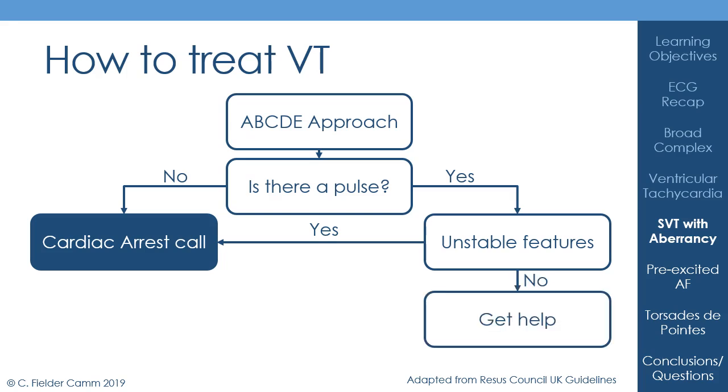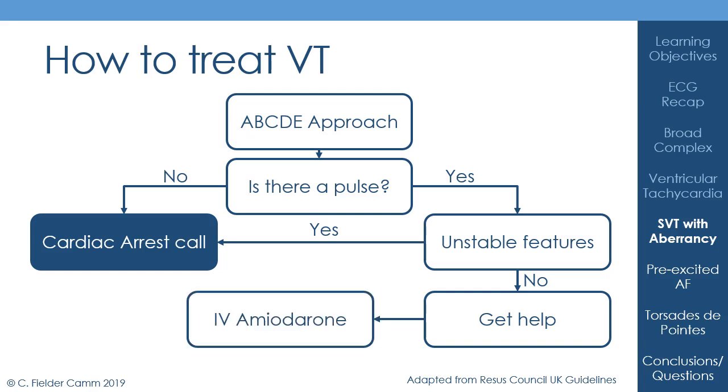Okay, I think if they've got no unstable features, then still you're going to want to get help. But your help might, in this case, be from the medical registrar in the first instance. Okay, and then if they're stable, in some cases we can try IV amiodarone before trying to shock them, and that can be very effective at cardioverting them from ventricular tachycardia into sinus rhythm. You'd be surprised by the people who can remain pretty stable for some period of time in ventricular tachycardia.